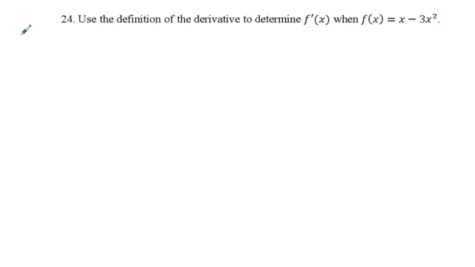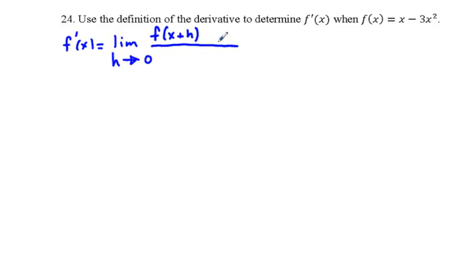Problem 24, use the definition of the derivative to determine f prime of x when f of x equals x minus 3x squared. And the definition of the derivative is f prime of x is equal to the limit as h approaches 0 of f of x plus h minus f of x over h.